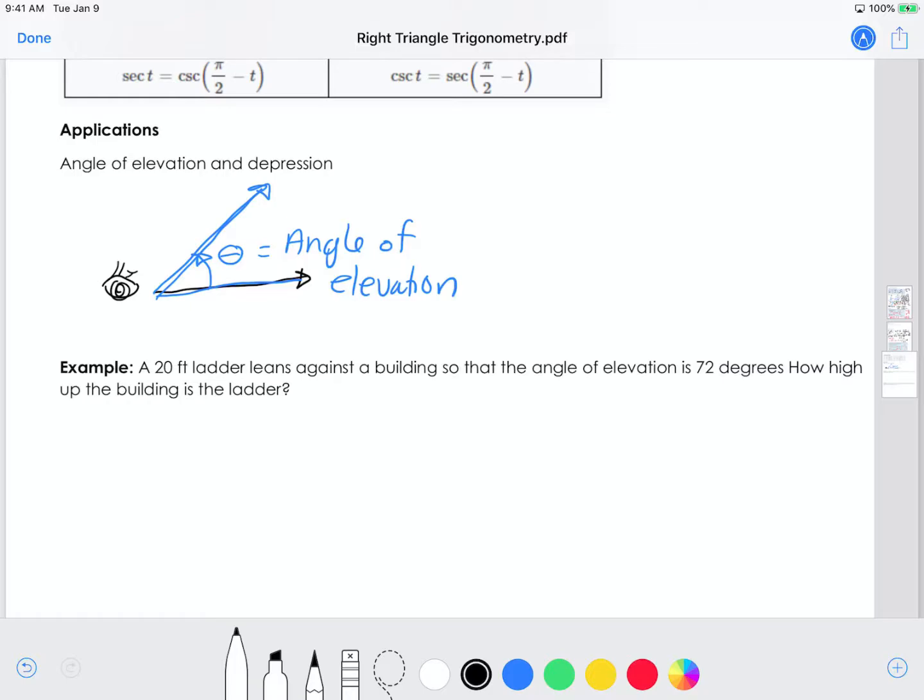Then, if you're looking eye level and you look straight out and then you scan down, that angle that you're scanning down is your angle of depression.